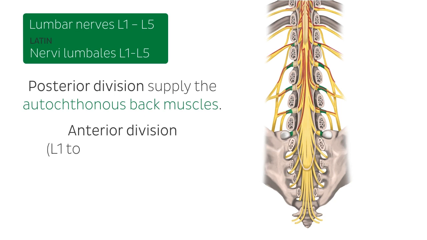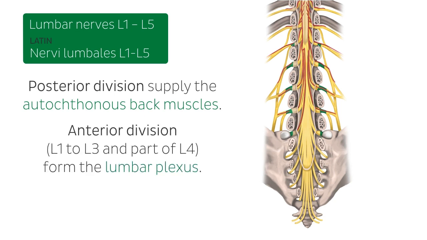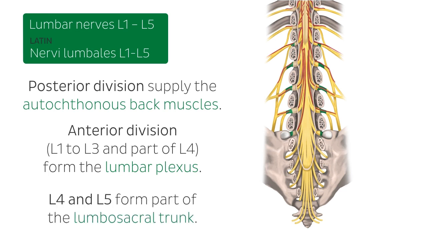Whereas the anterior division or branches of these spinal nerves form the lumbar plexus, specifically the branches from L1 to L3 and part of L4. The rest of the branches from L4 and L5 form part of the lumbosacral trunk. We will discuss this later on in this tutorial.